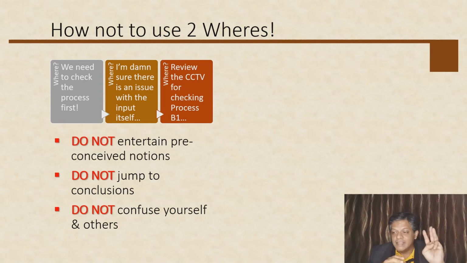And last but not least, the third part is that do not confuse yourself and others. For example, someone in your team might say, let us review the CCTV cameras for checking process B1. Well, you need to understand that the CCTV camera is a system and not a process. So you can't apply a system perspective when you're trying to investigate a process. So do not confuse yourself and others, and be very alert while applying this technique.